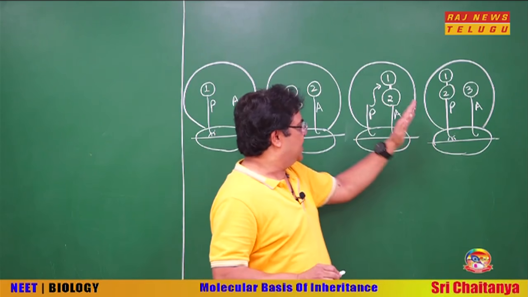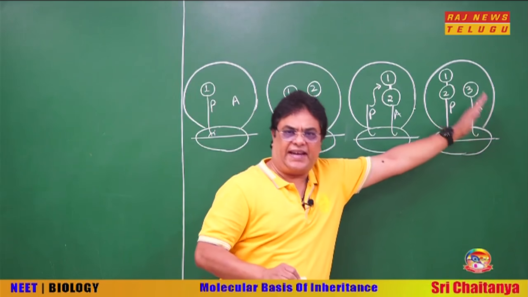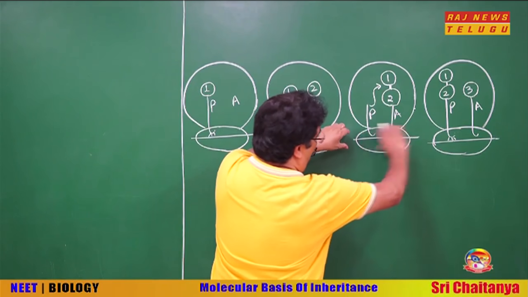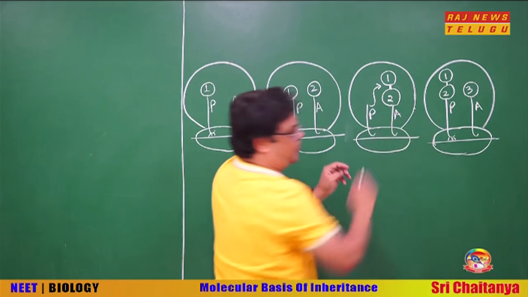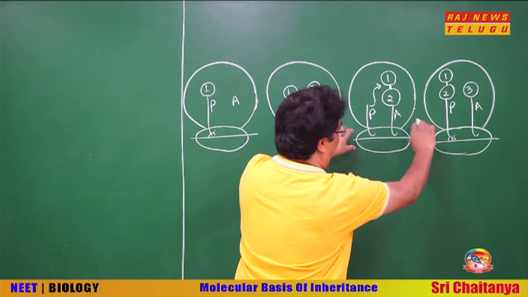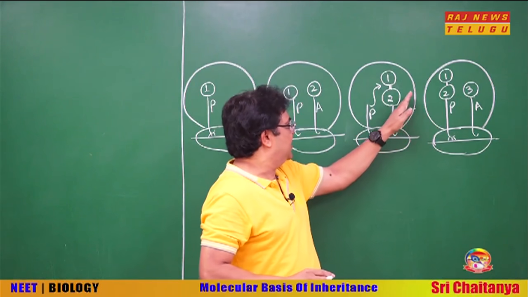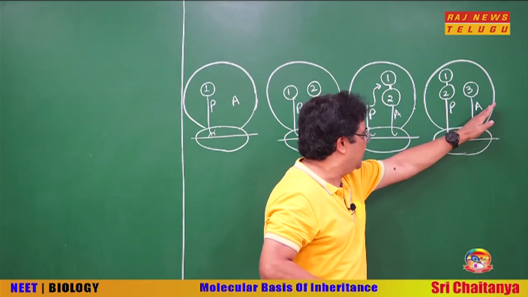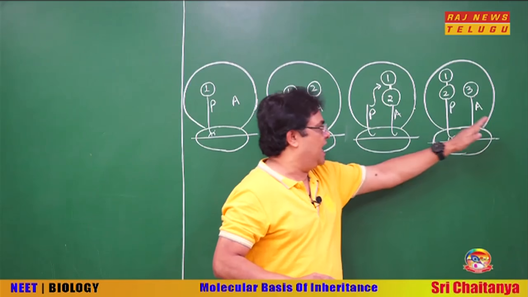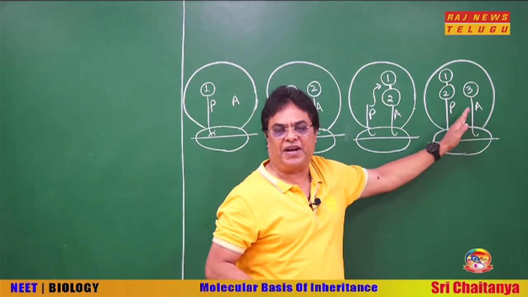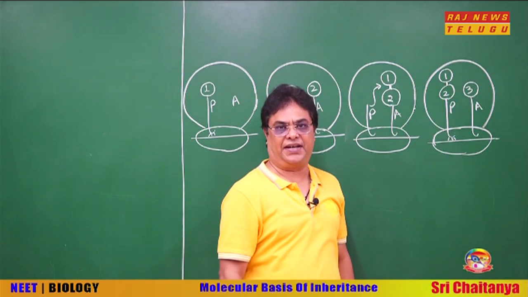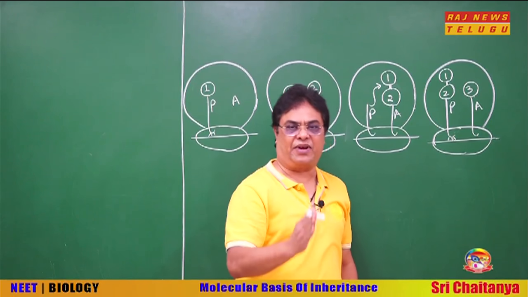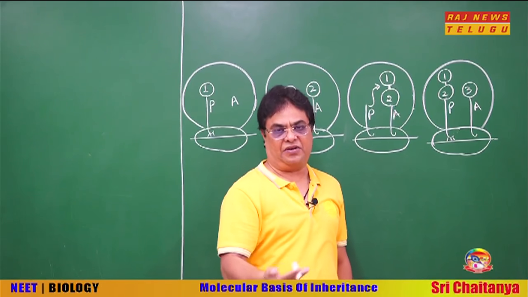Now after that, the A site has to be vacated for the next charged tRNA. For this, the ribosome moves on the mRNA one codon at a time. So due to this movement, this tRNA bearing the two amino acids comes from the A site to the P site, and the vacated A site is occupied by the next charged tRNA. This process is called translocation, and this again requires GTP and elongation factors.